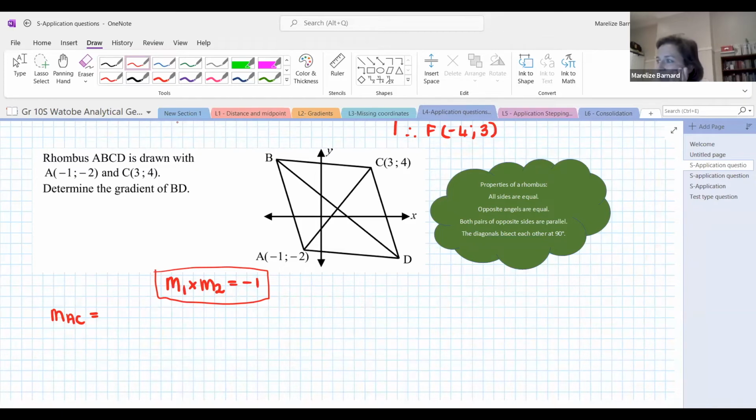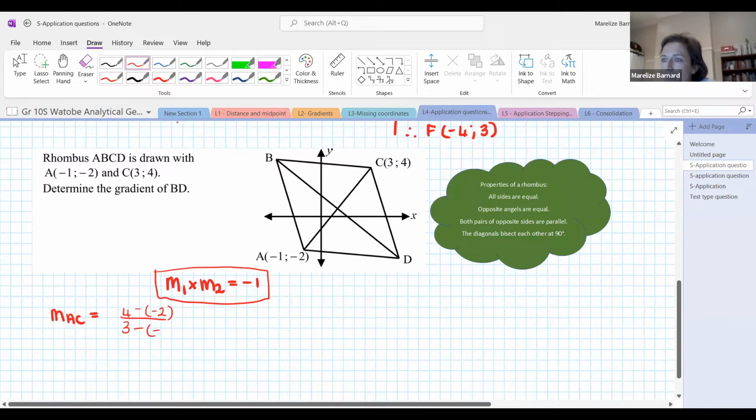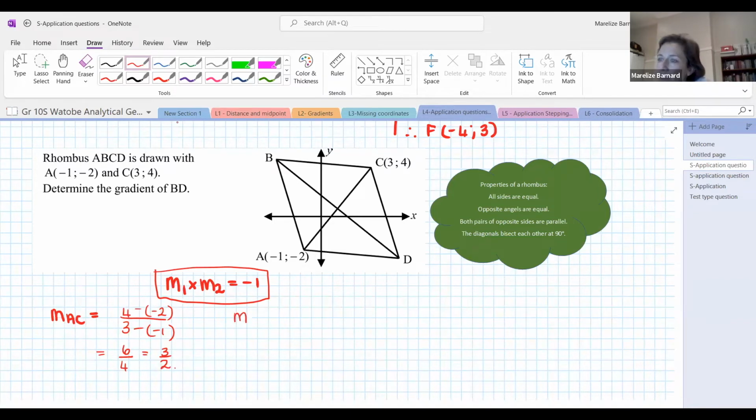Okay, so it seems that people think it is 3/2. Let's work it out. We go 4 minus -2 over 3 minus -1. So that gives me 6 over 4, and that is 3/2. Okay, so if the gradient of AC is 3/2, what is the gradient of BD going to be?